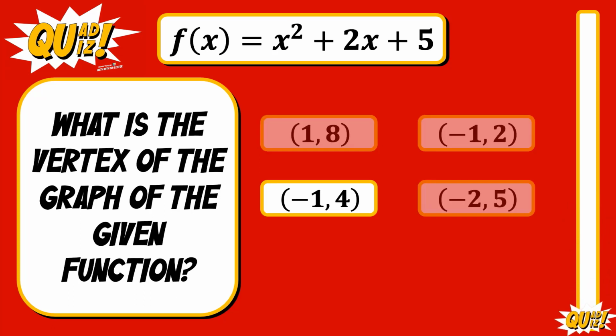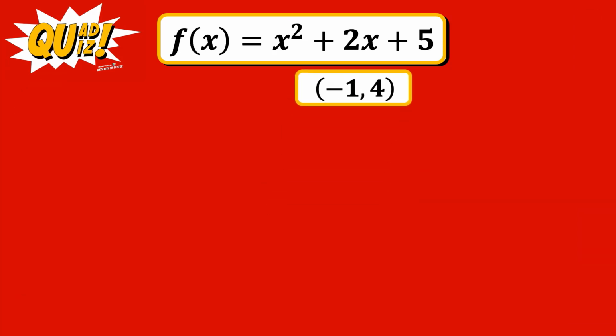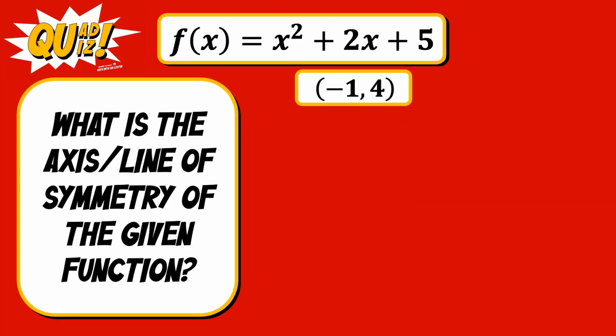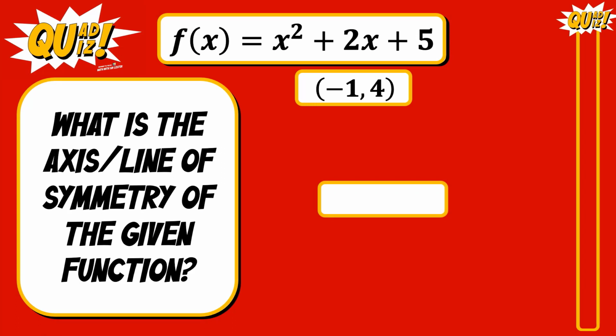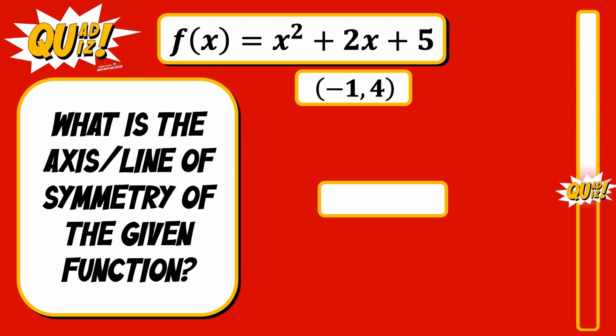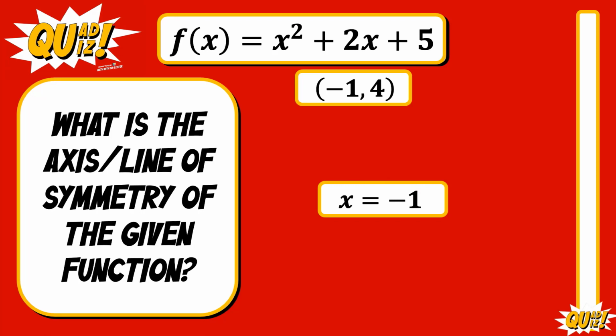The vertex of the graph is at -1 and 4. Second question. What is the axis or the line of symmetry of the graph of the given function? The axis of symmetry is at x equals -1.